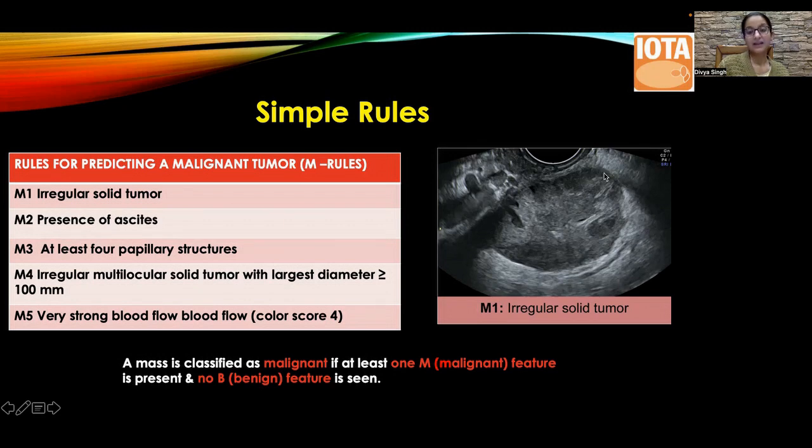And if you see in solid lesions, we don't see the inner part or the inner wall. What we see is the outer border. And you can appreciate here this irregularity on the outer border of the lesion. So this is an irregular solid tumor, M1.